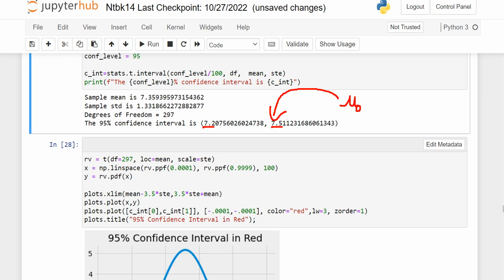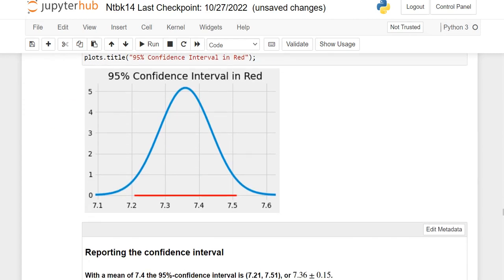But as I just explained, we're not 95% sure that it's in there. We're 95% sure that when I draw repeated samples of the same size, those sample means will be in the interval. Once again, they've given a visual display of the 95% confidence interval. Notice that the blue bell-shaped curve is created based on our sample data, based on the sample mean and the sample standard deviation. And then we calculate the confidence interval, and basically that's the middle 95% of this bell shape that we created based on the data.